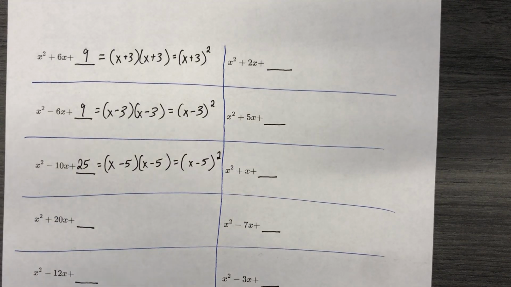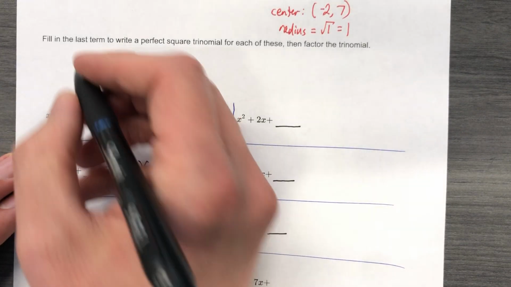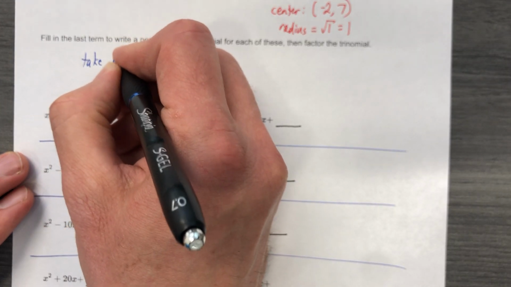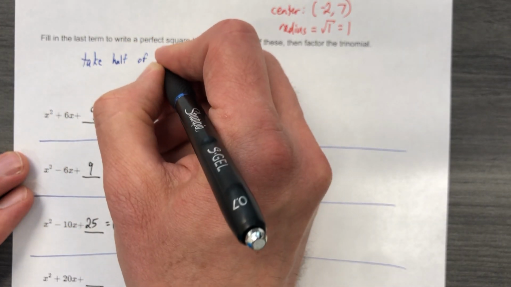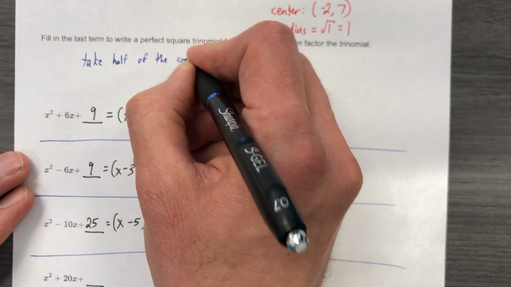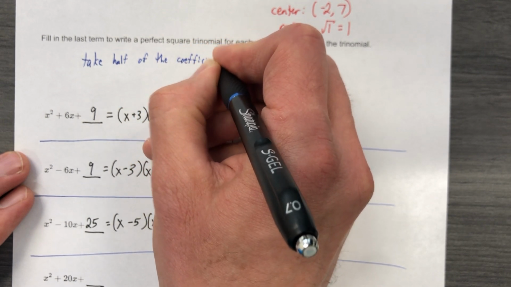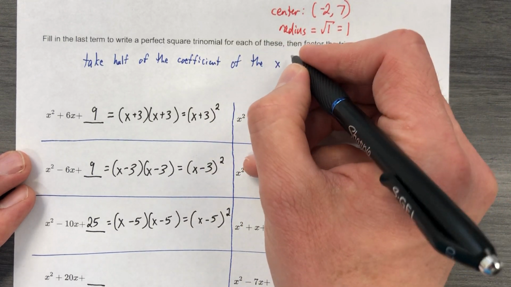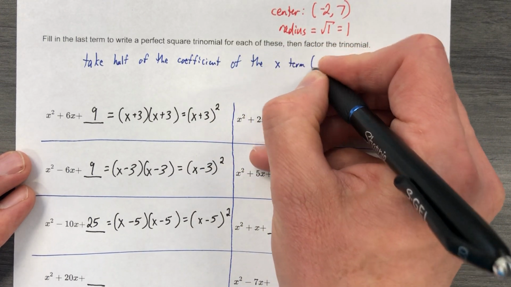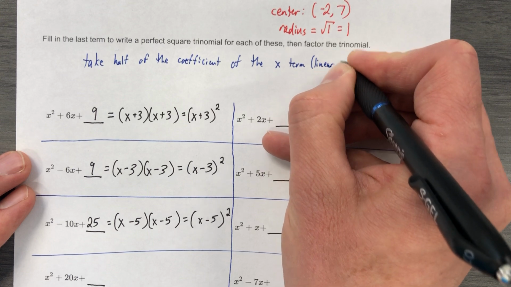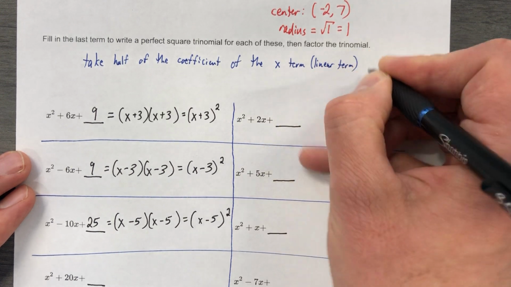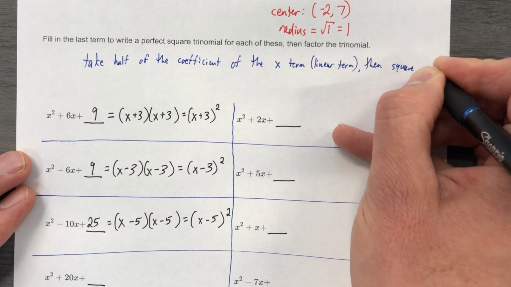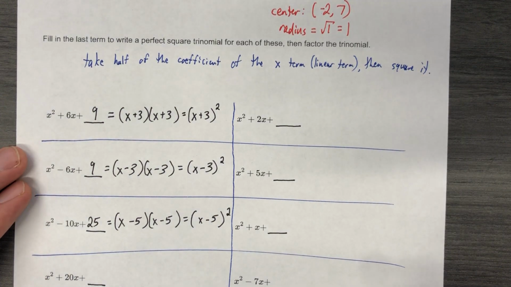So I'm going to write that down. Write it if you need to. Take half of the coefficient of the x term. That's going to be the linear term. Then square it. That's it. Now, it wasn't the lyrics to the song.